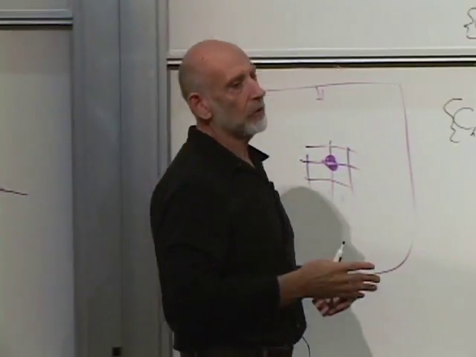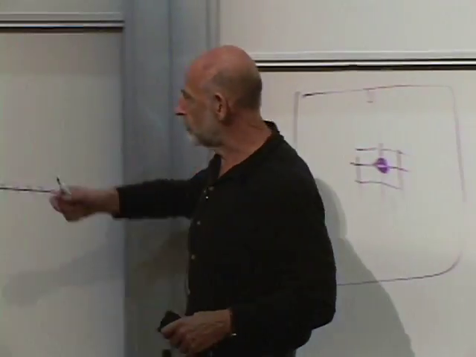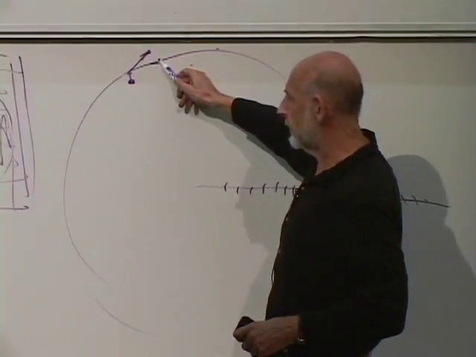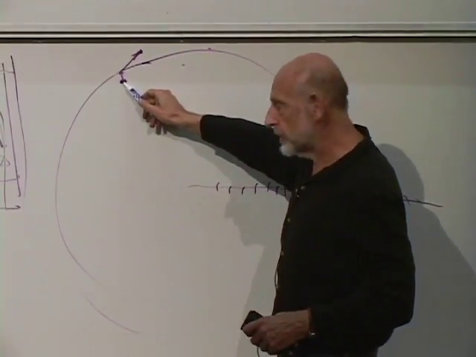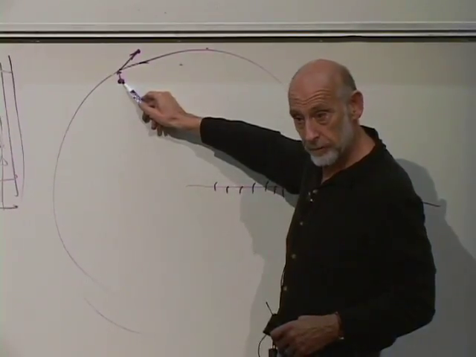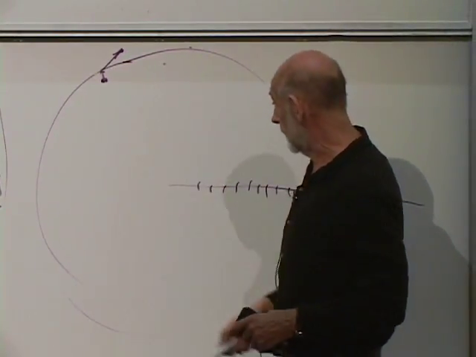One of them can be thought of as the energy of the electron over here, measured relative to the Fermi surface. And the other one can be thought of as the energy of the hole. And they're both positive. Okay.